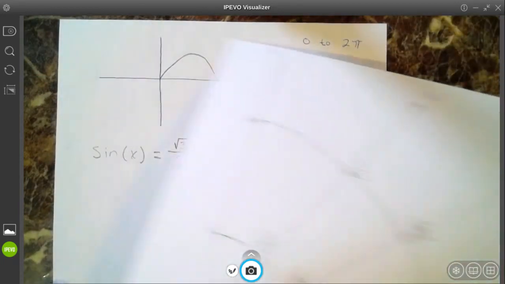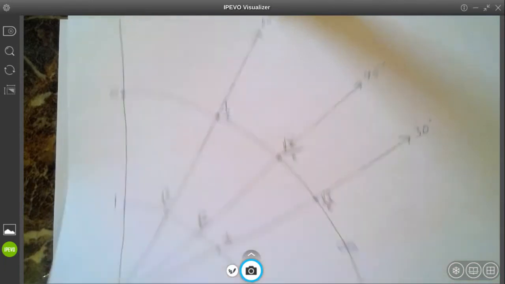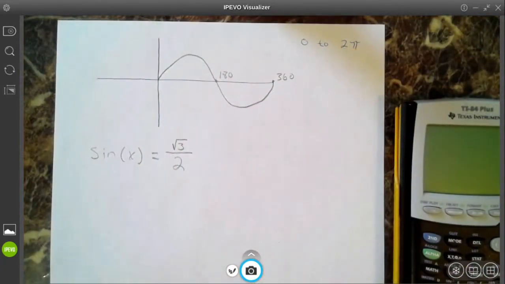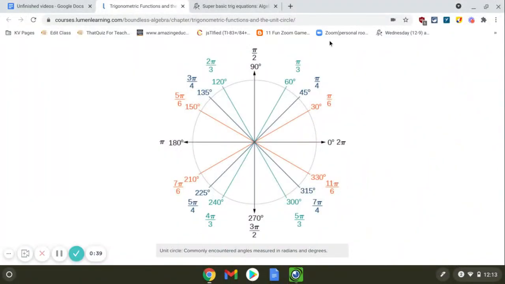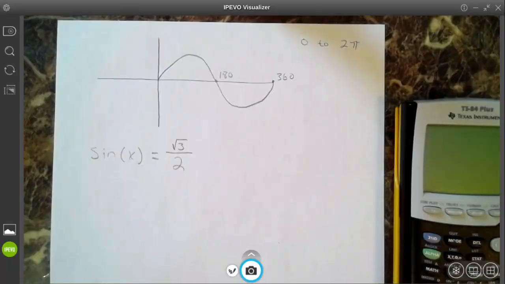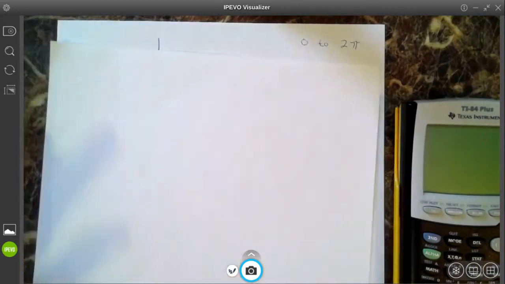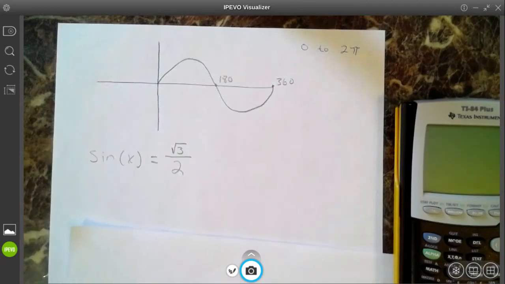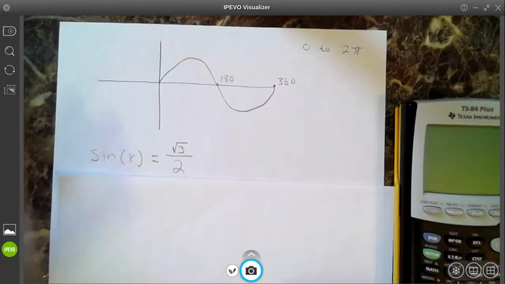And what you're going to want is that little spider web chart. Calculator is kind of optional. Calculator ruins it, actually. And you're going to want this chart, the special angles chart. So before we go too far, one thing you have to keep in mind when doing these, in this case, is the sine function.